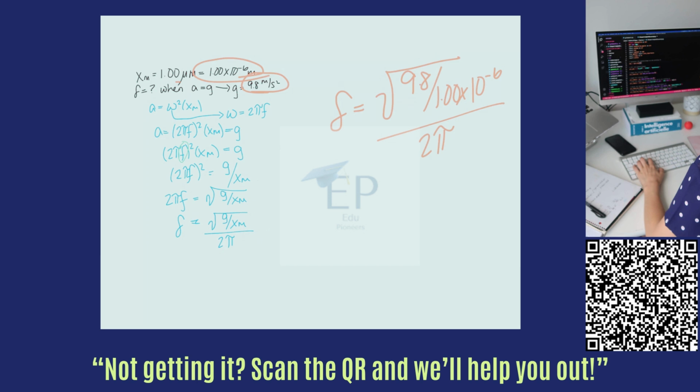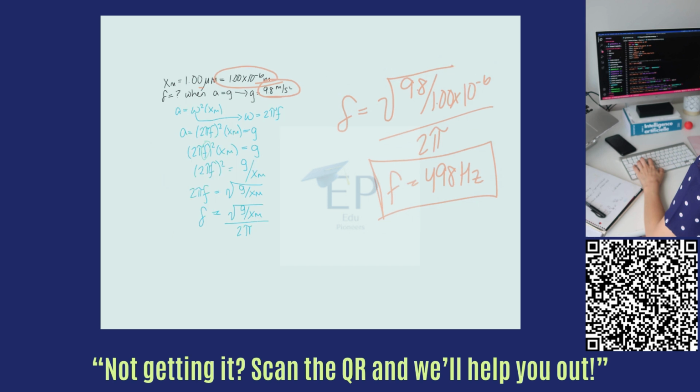And we end up with an answer of frequency equals 498 hertz. So this is the answer to part A of the question. What is the frequency when A is going to be equal to G?